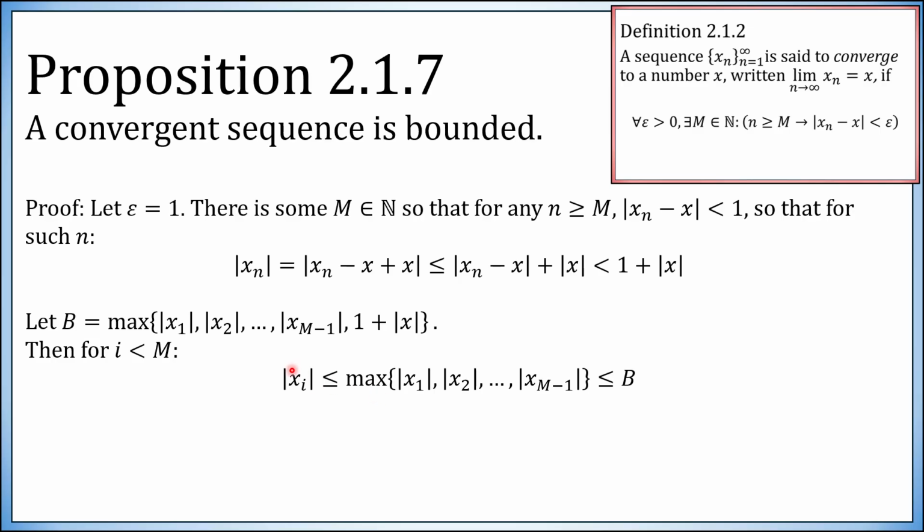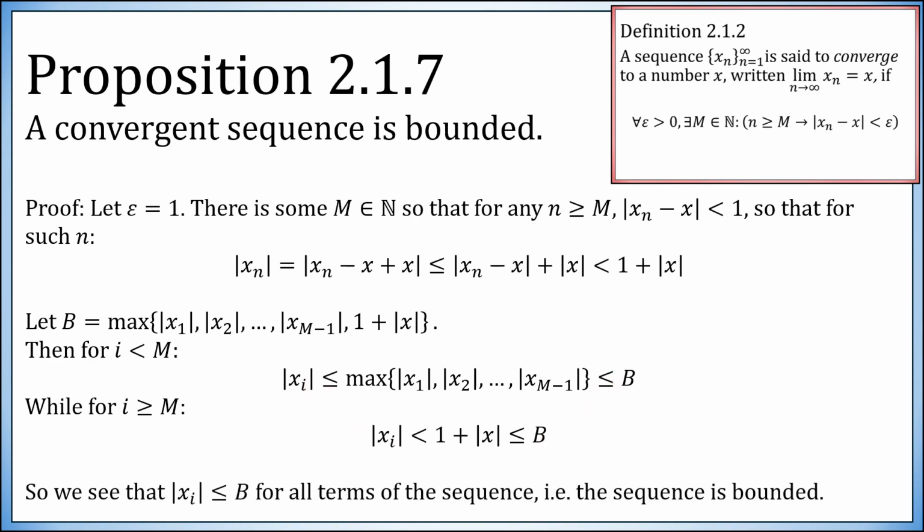So the absolute value of xi is less than or equal to b as long as i is less than m. But if i is bigger than or equal to m, then the absolute value of xi is less than 1 plus the absolute value of x, which was one of the things in the list, and we picked a maximum. So the maximum is bigger than or equal to one particular element of this list. So whether i is before m or after m, the absolute value of xi is always less than or equal to b. Okay? And if the sequence of absolute values is bounded, that means the sequence is bounded.